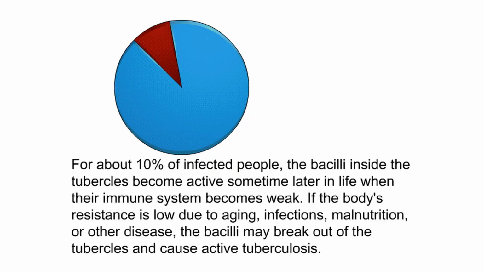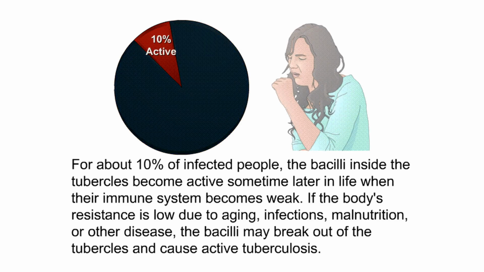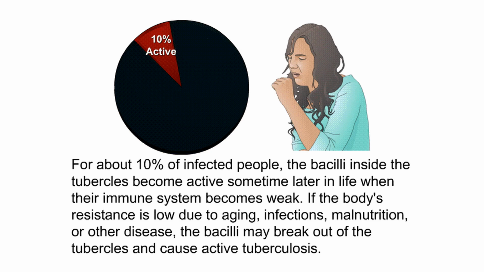For about 10% of infected people, the bacilli inside the tubercles become active sometime later in life when their immune system becomes weak. If the body's resistance is low due to aging, infections, malnutrition, or other diseases, the bacilli may break out of the tubercles and cause active tuberculosis.